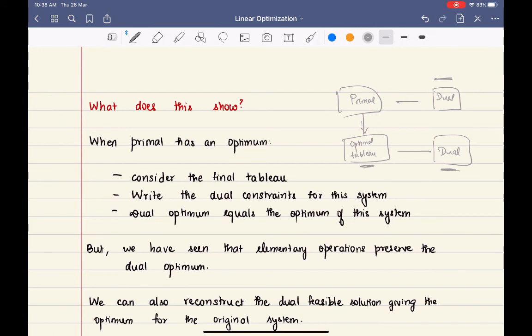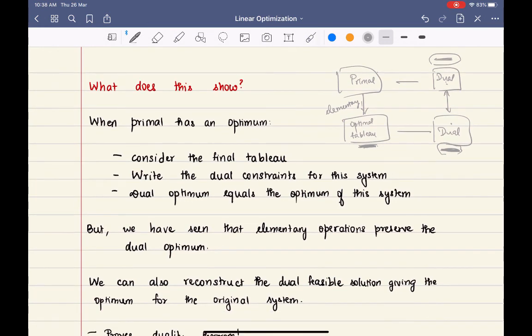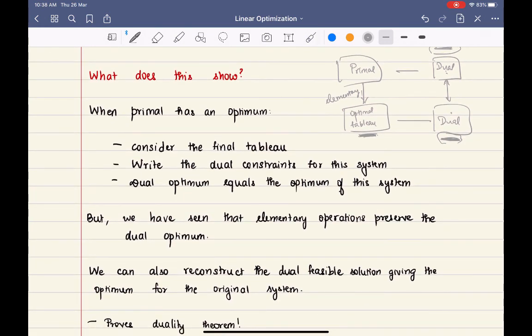Okay, so we found a dual solution here which has the same optimum as this, and then we have shown previously that this dual and this dual will have the same optimum, and from this solution you can reconstruct a solution here. Okay, so these are all elementary operations. So this is obtained by elementary operations. Okay, so this shows us the duality theorem.